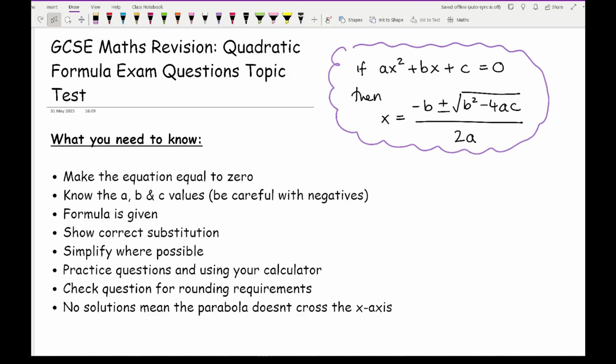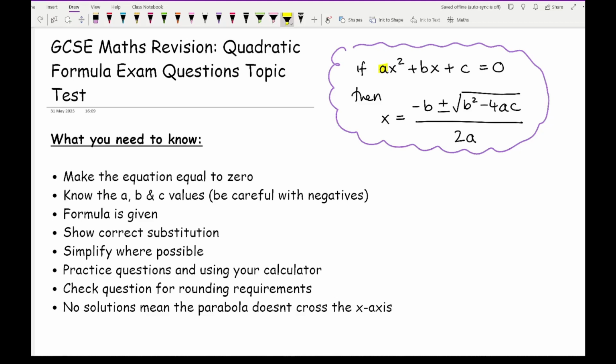Most cases it usually is given to you where it's equal to 0, but other questions may involve some rearranging, so always look out to make sure that you are checking that it's equal to 0 first. You also need to know what the a, b and c values actually are. Now, a is the coefficient of x squared, so it's always the number that's in front of the x squared.